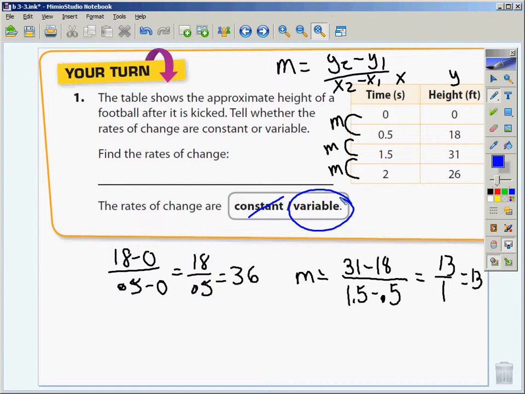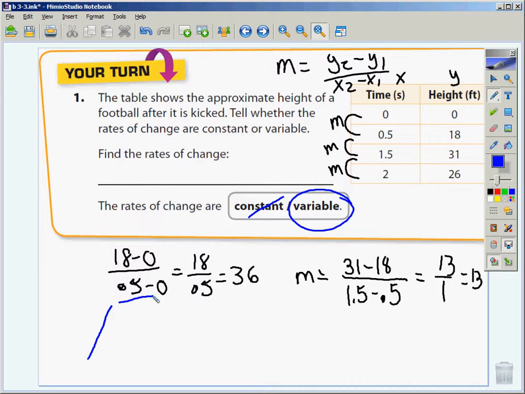It's definitely variable. And I want you to understand what it would look like on a graph then. Would this be a straight line? No. No. In fact, it would be pretty steep. If it had a slope of 36, it'd be pretty steep. And then it would get less steep, wouldn't it? Question?